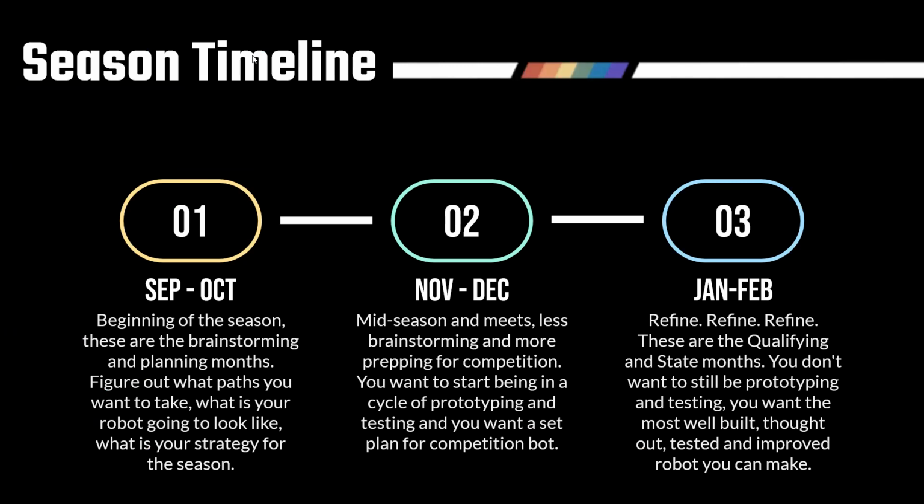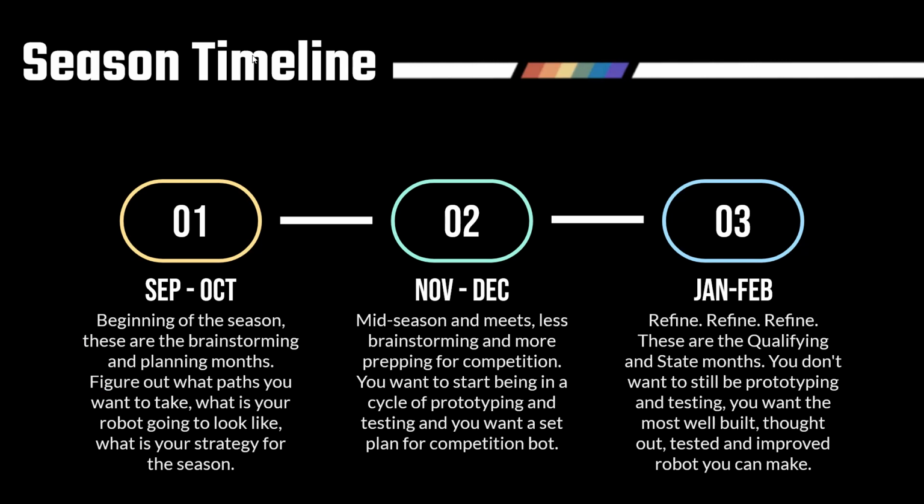When you get to the mid-season, November, December, this is a lot more meets. For teams that are in leagues, you're doing league meets. And so at this point, you want to try to move on from the brainstorming, from the planning, and you just want to be prototyping, seeing what's going to work, getting stuff on robots, making yourself competition ready, and then improving from there. This is when the cycle of prototype to test and then test to refine really comes into play and really helps you get that robot up to competition level.